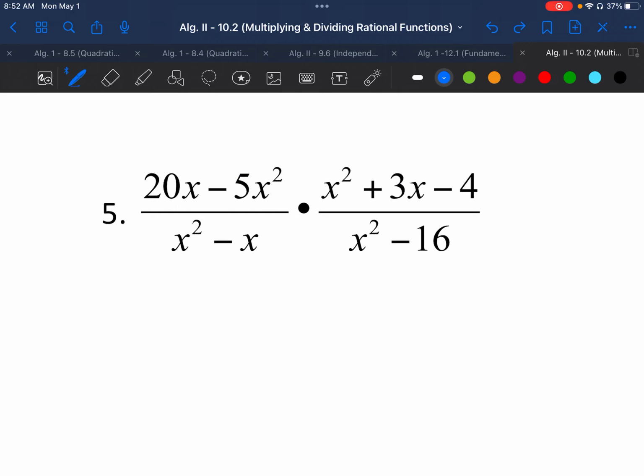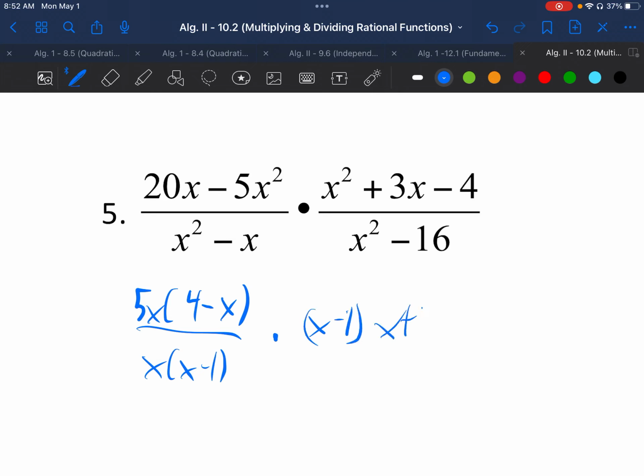So the top factors out a 5x, and we're left with 4 minus x. The bottom, you can take an x out, and you're left with x minus 1. On the right, you have the parentheses x minus 1 and x plus 4. And on the bottom, you have x minus 4 and x plus 4.